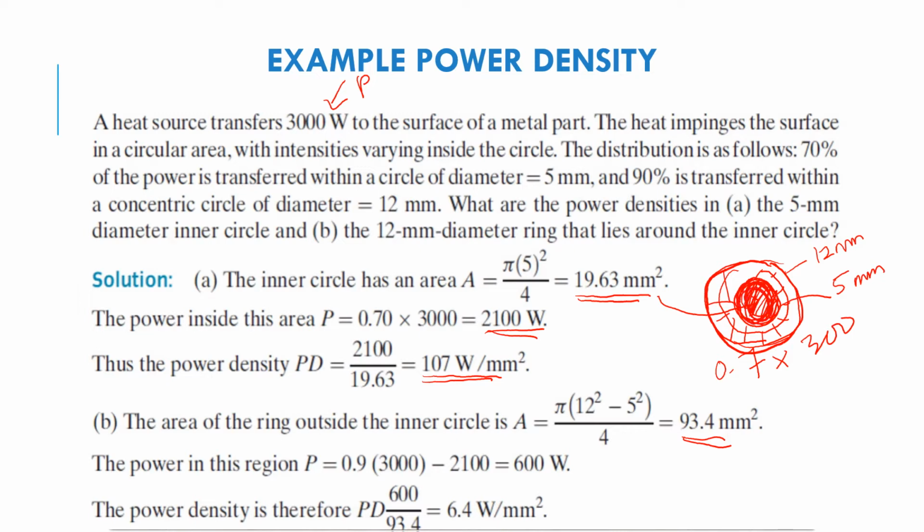So 0.9 times 3000 minus 2100, you will get 600 watt. Then 600 watt divided by 93.4, you will get 6.4 watt per mm squared.